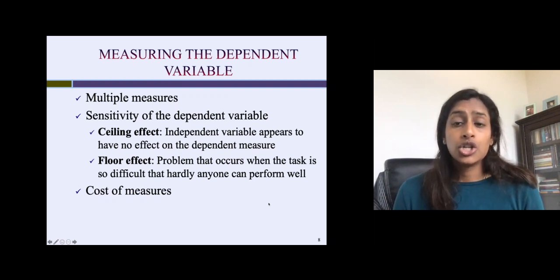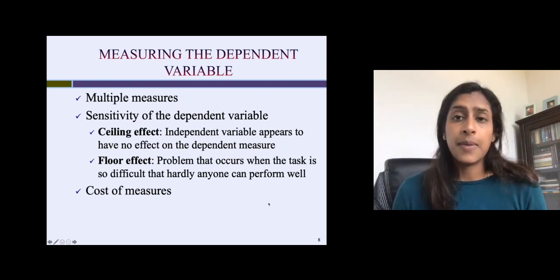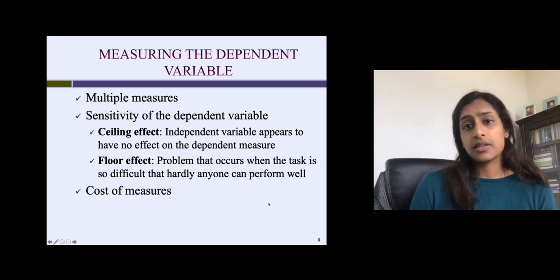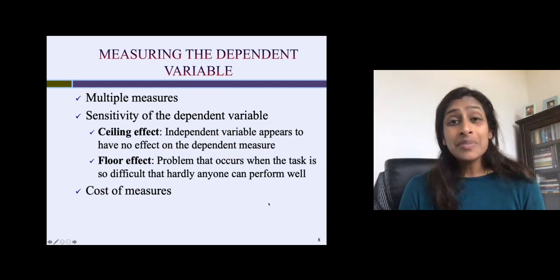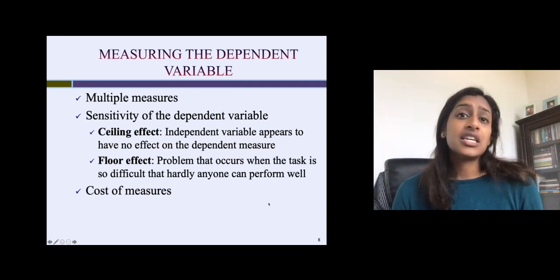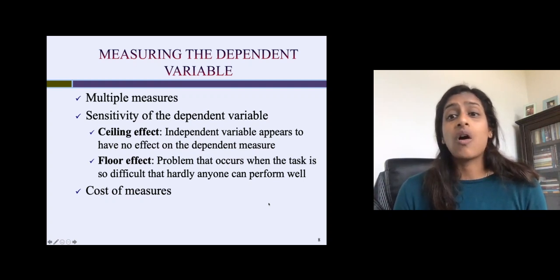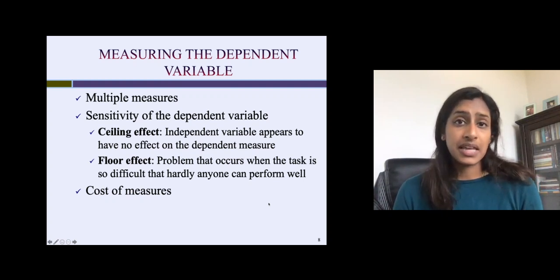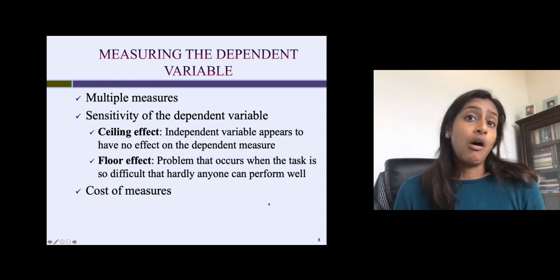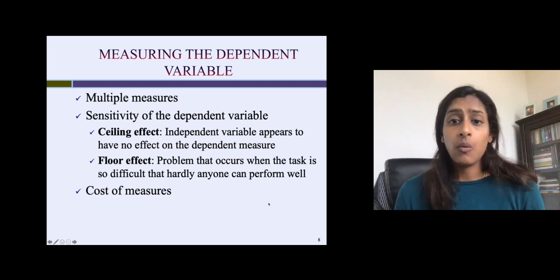We also should consider the sensitivity of our dependent variable. So you want to consider both ceiling effects and floor effects. Sometimes when we are running an experiment, a task is so easy that everyone does well regardless of the conditions that are manipulated by the independent variable. This result is what we would call a ceiling effect. Everybody is equally doing well.